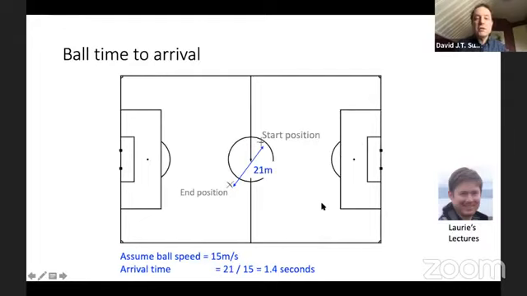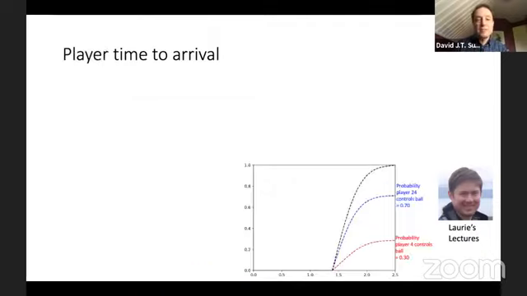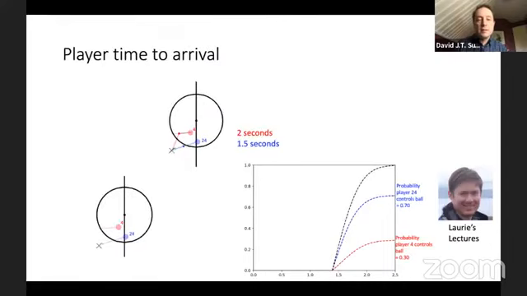Again, you have to watch Laurie's video to find out the details, but this is an estimate of the arrival time, just given a fixed speed of the ball traveling. Very simple assumption. And then he calculates the player arrival times. Again, he makes an assumption: there's a reaction time of, I think, 0.7 seconds. You continue running in the same direction, then you just accelerate towards the ball. That way, you can calculate the arrival time of, for example, player 4 and player 24.